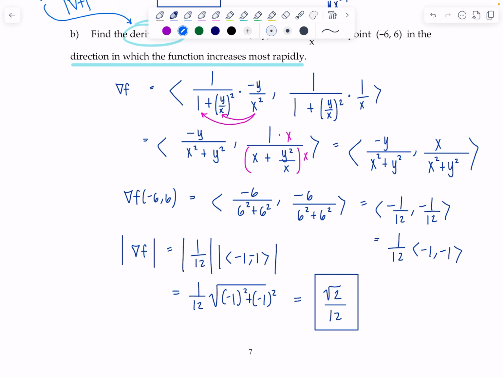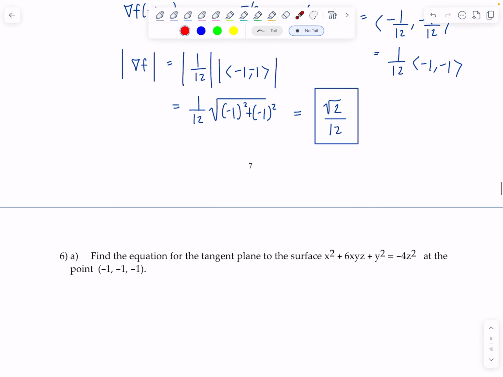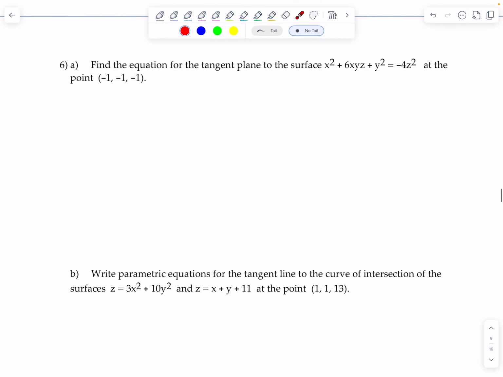Perfect. Okay. If the directions had been different, if instead of saying find the derivative, it said find the direction in which the function increases most rapidly, then you would just give the gradient vector. So if it says direction, they want a vector. If they say derivative, then they want the magnitude. Okay, let me pay attention. I was being silly earlier.